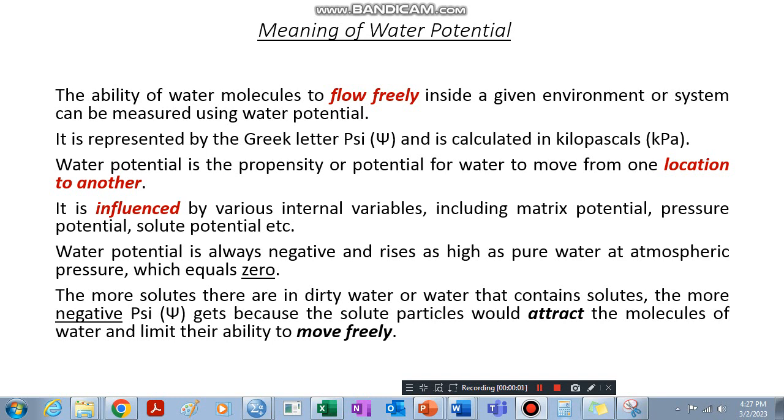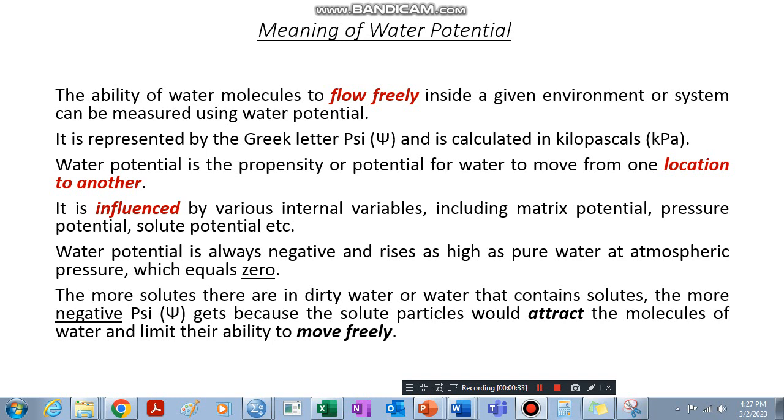Hello guys, today we are going to learn about water potential. First of all, we can see the meaning of water potential. What is water potential, or how do we define water potential? Water potential is the ability of water molecules to flow freely from one location to another.